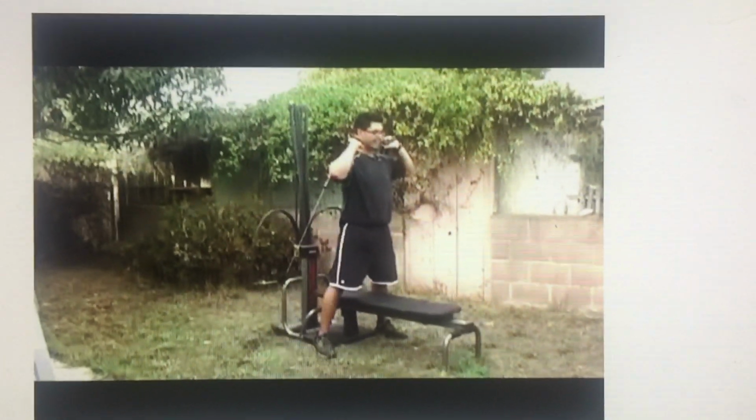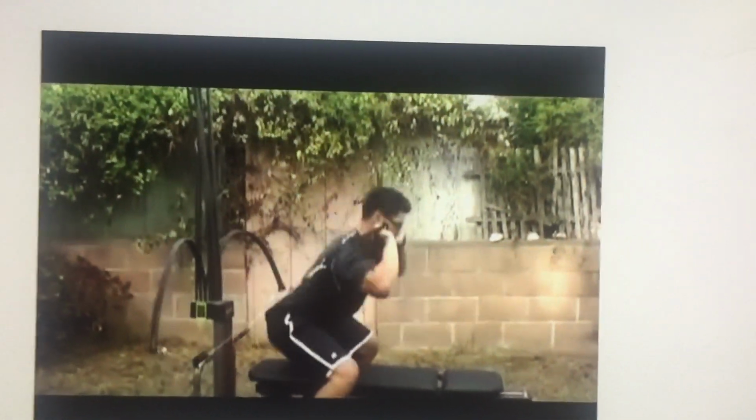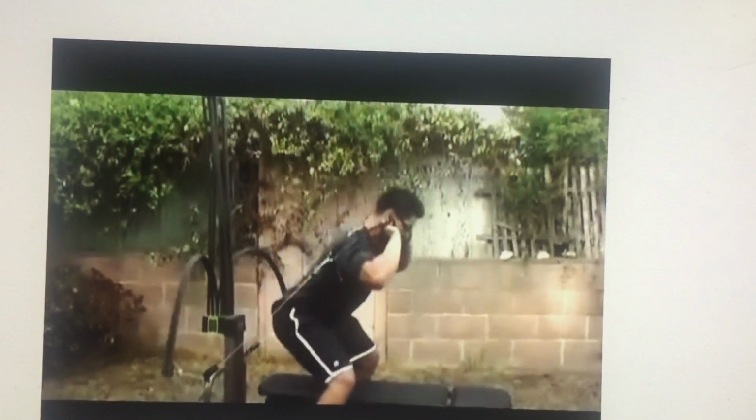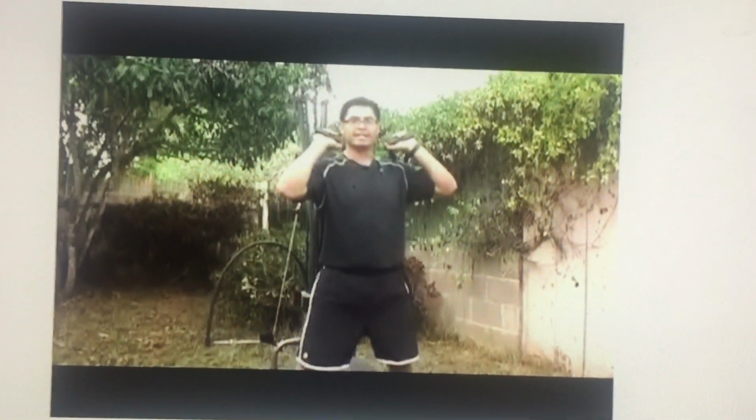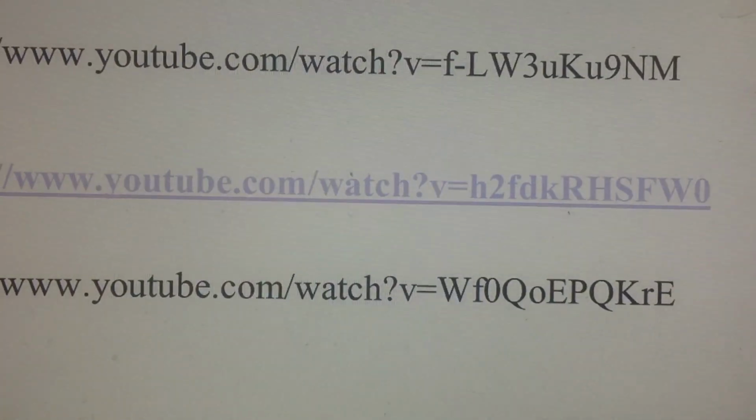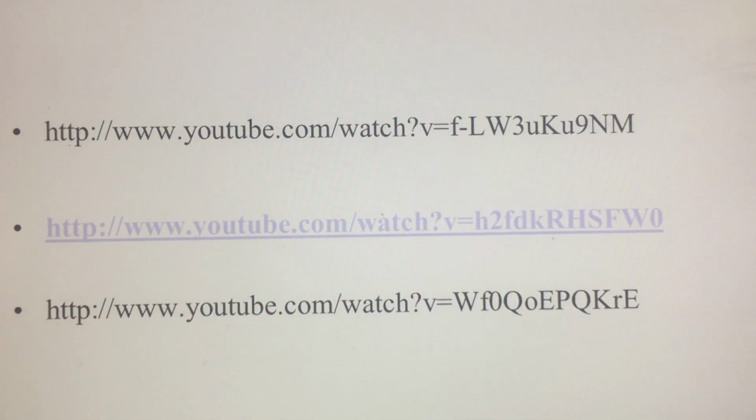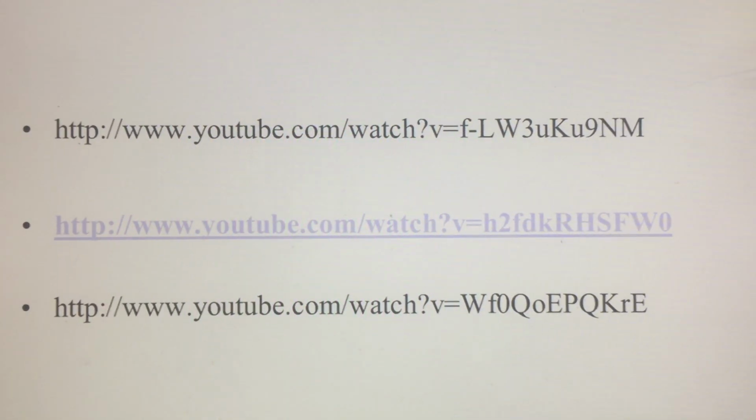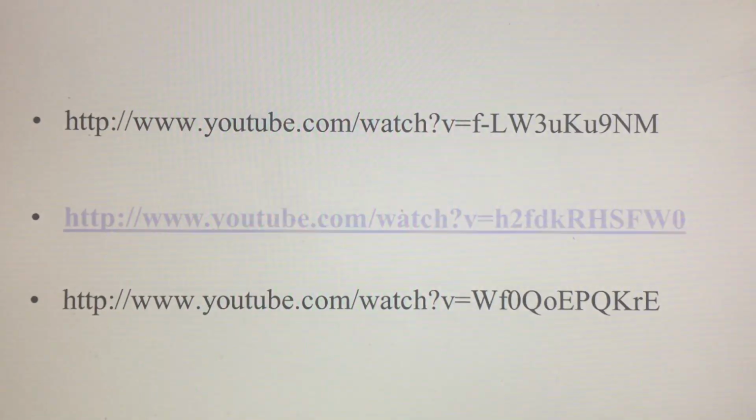So again, it's just a machine that's designed to accommodate the different amounts of strength you have at the different points in your range of motion. And I've got those videos linked to you with these YouTube links that I posted.